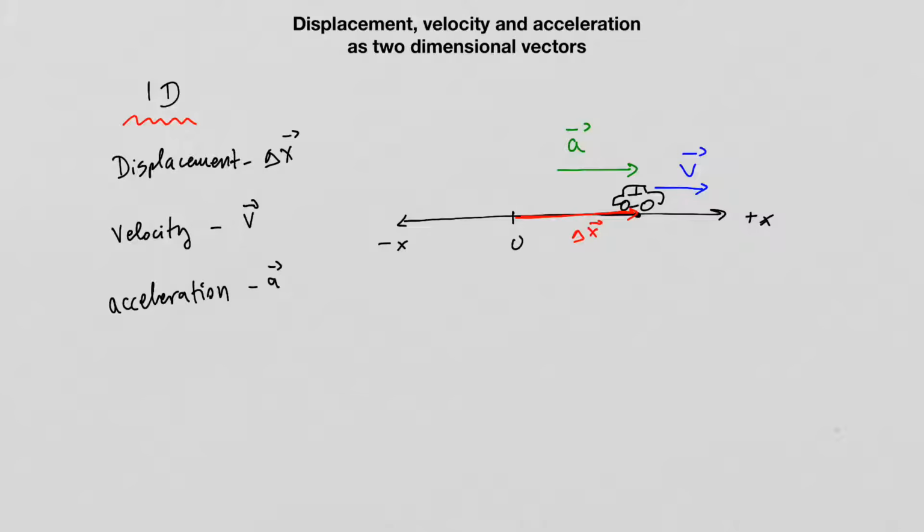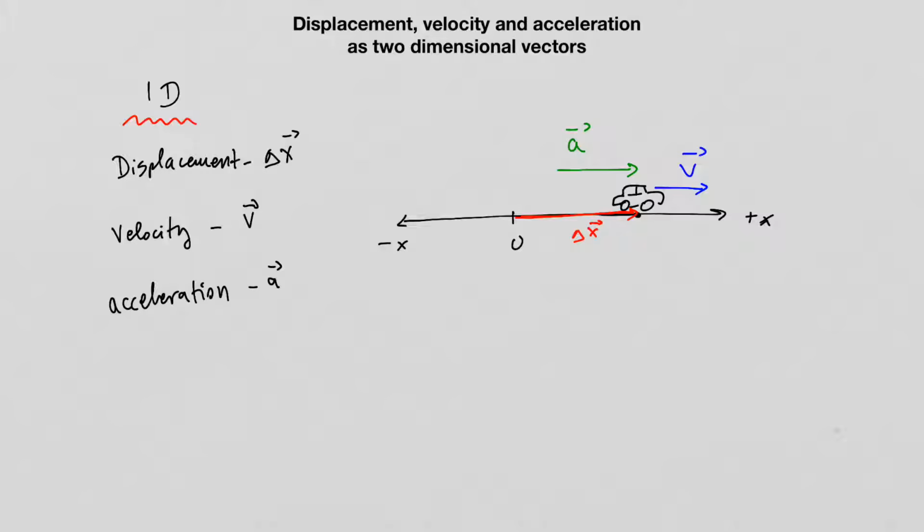I wanted to start the lecture with explaining the transition from one-dimensional quantities, more specifically the displacement, velocity, and acceleration, into two-dimensional quantities. In the one-dimensional situation, I defined the displacement of an object as it moves on a straight line, the average velocity, or simply just the velocity of the object, and the acceleration of the object.